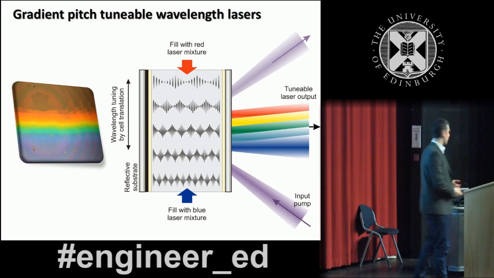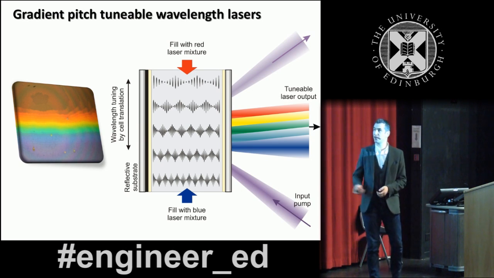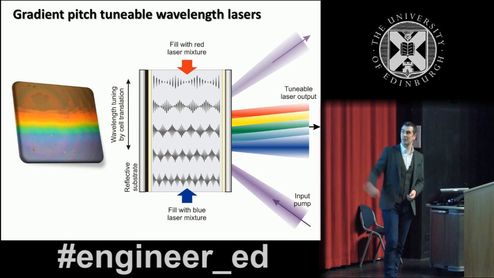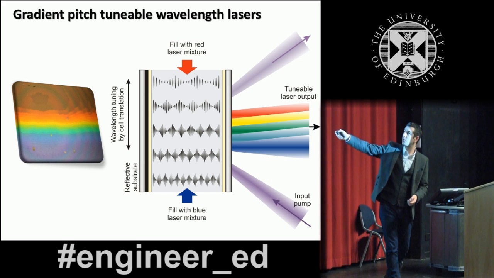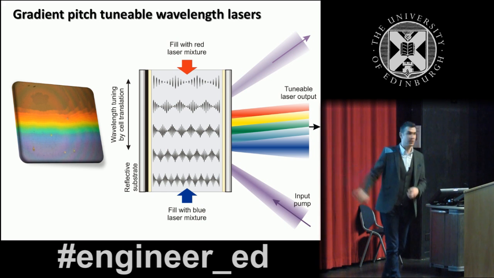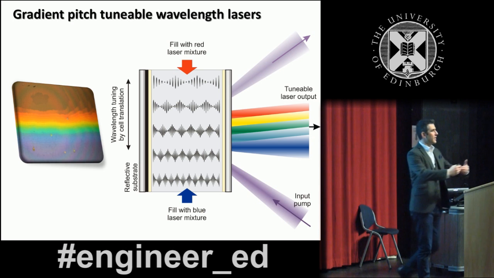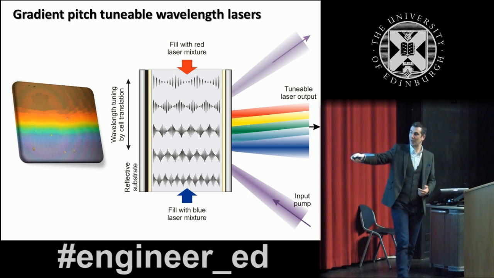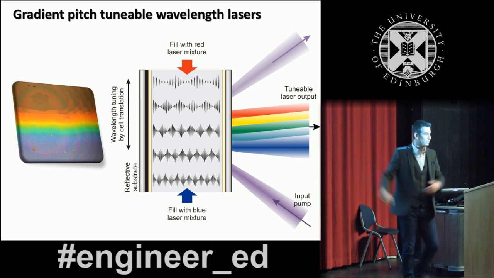Lasers come in all sorts of colours, but tunable lasers actually have all sorts of extra uses. Well, what I can do is make what we call a gradient pitch liquid crystal laser. So this has a red helical pitch at one side and a blue helical pitch on the other side, and this constant gradient in between, which is formed by diffusing these two mixtures together. So you end up with a reflection band that looks like this, which looks blue on one side, red on the other.